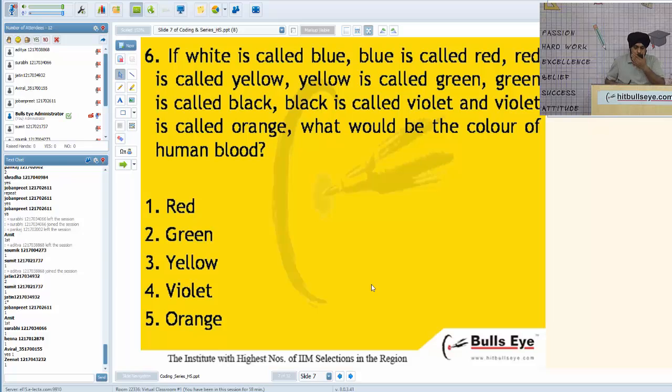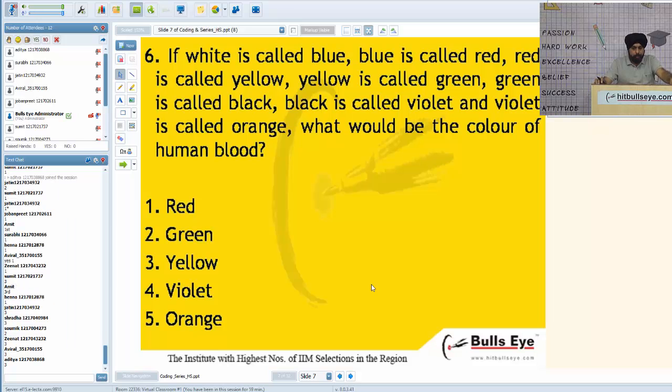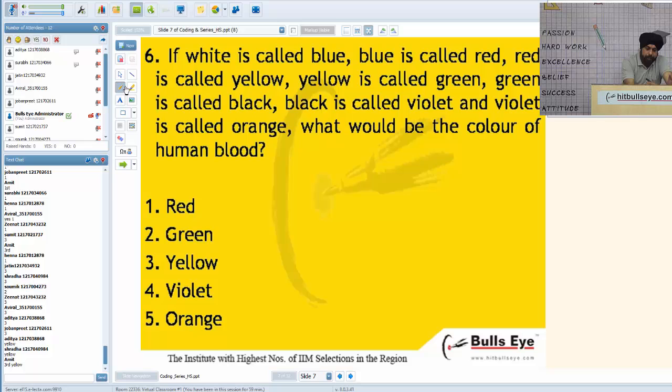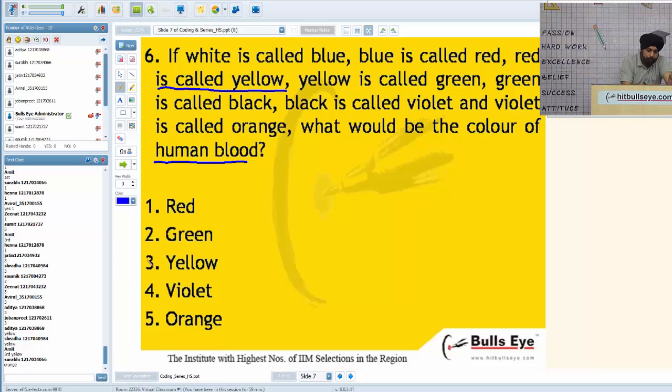This question, students. So all are answering it to be violet, and violet is called orange. So you're saying it to be third, yellow. Yes, students. Now the question, its concept is simple. We know the color of the human blood is actually red, right? And red is called yellow, and the matter ends here. Right, students? Surbhi or anybody else, Soumik, you're giving the answer to be second option, which is green.